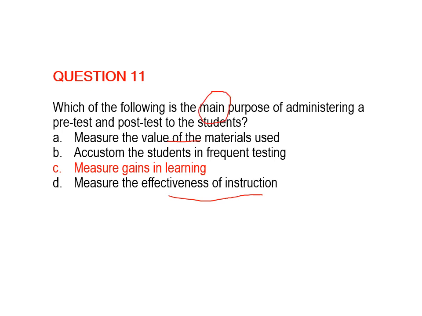The secondary purpose, of course, is that when you see there is a gain in learning, that is where you also see that the instruction is effective. I hope you're getting the logic here, what should come first. So, you need to measure the gains in learning to see if the instruction is effective or if the materials used have value. So, the main purpose is to measure gains in learning.